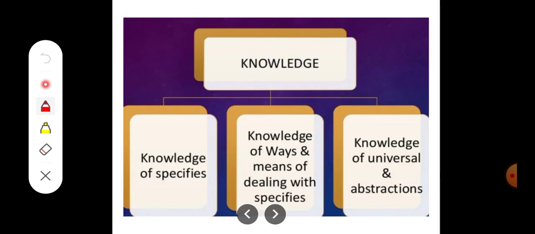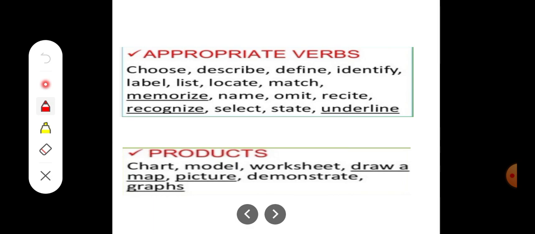Let's go about some divisions of what is knowledge. Knowledge is related to knowledge of specifics, knowledge of ways and means of dealing with specifics, and knowledge of universals and abstractions. Let's go to the appropriate verbs of this.